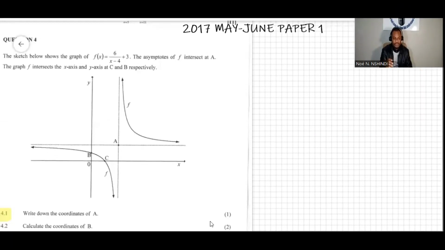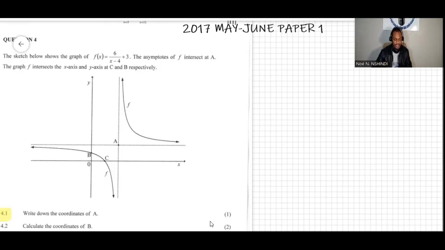Well, we have a question here, question 4. The question says the sketch below shows the graph of f of x equals 6 over x minus 4 plus 3. The asymptotes of f intersect at A. The graph f intersects the x-axis and y-axis at C and B respectively. Now, question 4.1 says, write down the coordinate of A.